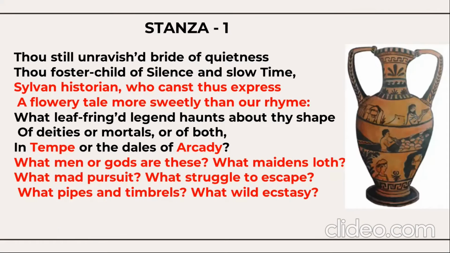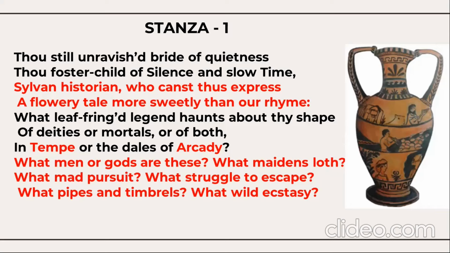Stanza 1. Thou still unravished bride of quietness, thou foster child of silence and slow time. So thou means you. In Old English, we call it thou. Thou here refers to you, and in the very first line, you here refers to the urn. Unravished bride means the lady who is not touched even after the marriage. So here, in this case, the urn is the bride of quietness.